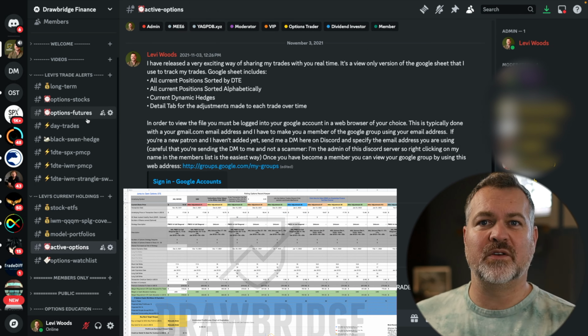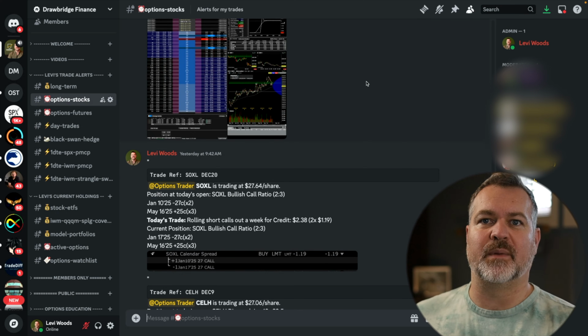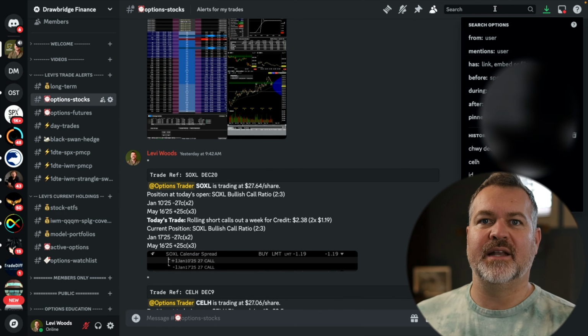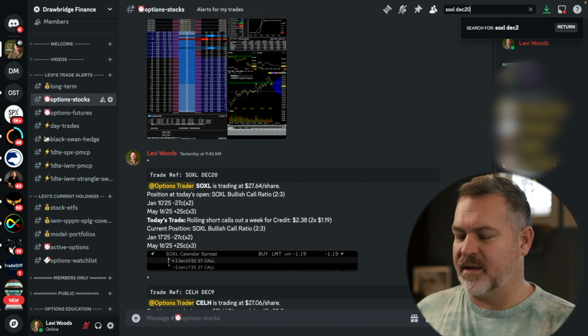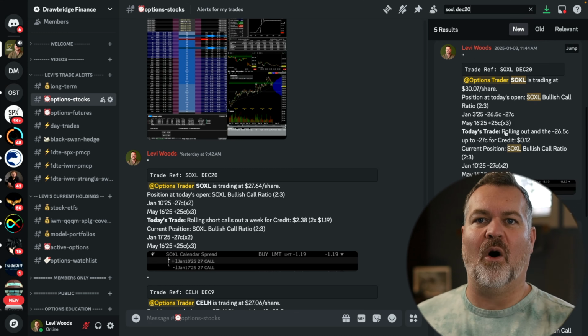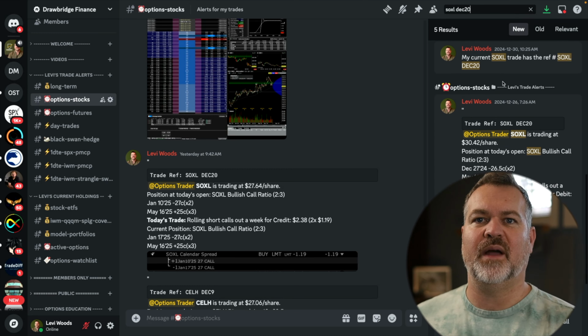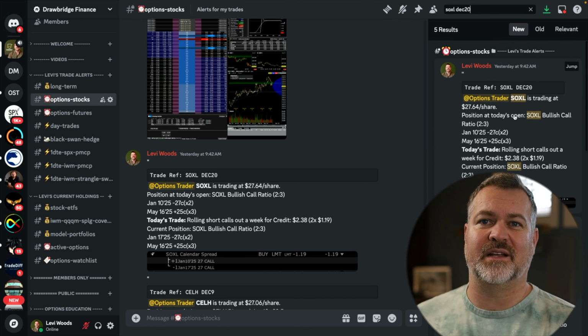Now, you can also do it internally inside of Discord. Just use this reference number. So go up to your search bar and just type in SOXL December 20th. And if we do that, you're going to see that it will pull up all of the adjustments. You can go and you can see exactly what I've done since the initial trade, and you can see them all together just using that search function.